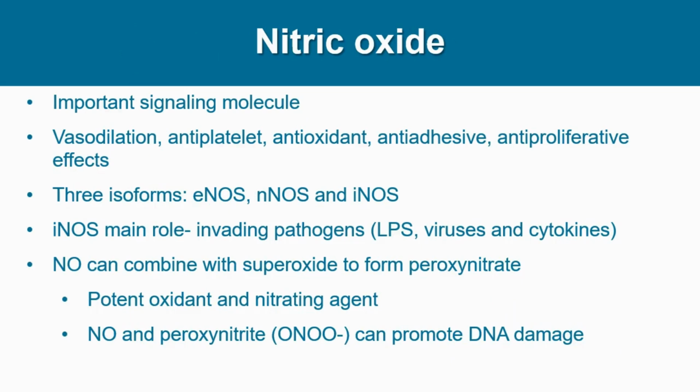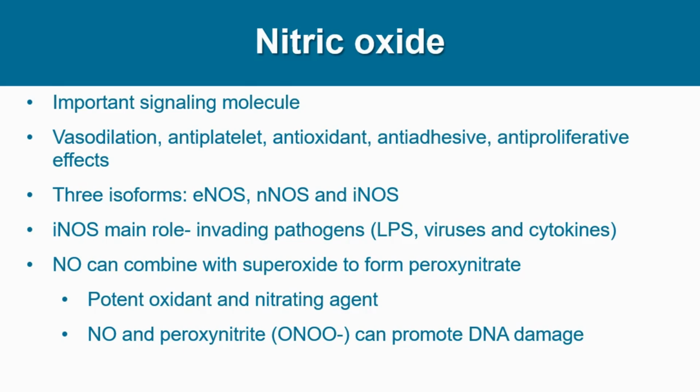Nitric oxide is an important cellular signaling molecule that participates in diverse functions in mammals. It is involved in vasodilation, antiplatelet activity, antioxidant activity, antiproliferative and anti-adhesive effects. But there's three forms. There's eNOS, nNOS, and iNOS, which I just talked about. iNOS is the main one. It's involved in responses to invading pathogens, but also lipopolysaccharides, viruses, and cytokines.